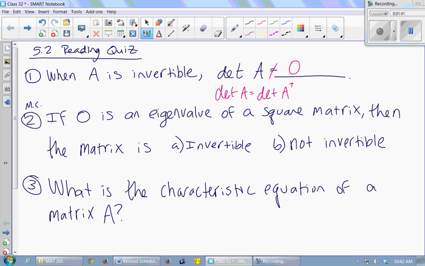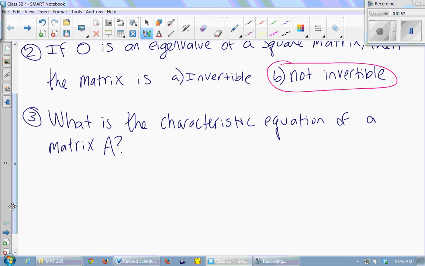If 0 is an eigenvalue of a square matrix, then the matrix is invertible or not invertible? Not invertible. And what is the characteristic equation of a matrix A? Close. It's the determinant of A minus lambda I equals 0. You said determinant? Oh, sorry, I didn't hear you.